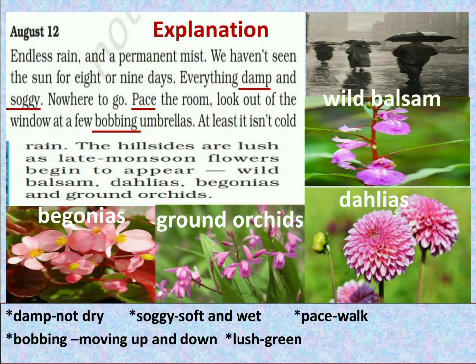Now let's see its explanation. So from August 3rd to 12th, there was continuous rain, and all the places were covered with permanent mist, and they hadn't seen sunshine for 8 to 9 days, and the surroundings were wet, and they were unable to go out. They could only walk through the room, look out of the window, and view a few umbrellas. And the writer was happy that it was not a cold rain. The hillsides are green, and the writer could see late monsoon flowers which grew abundantly on the hillsides. A few flowers are wild balsam, dahlias, begonias, and ground orchids.